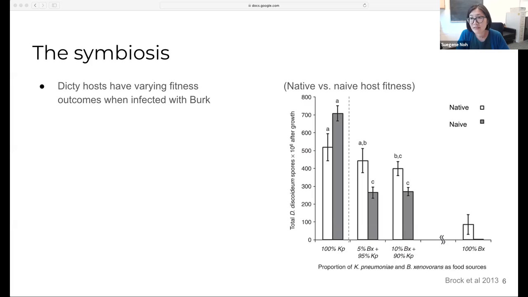Experiments done in the system so far indicate that native hosts, which come isolated with their own symbionts, versus naive hosts don't actually respond differently to infections that we can create in the lab. For example, comparing the native hosts shown here and the naive hosts shown in the gray bars, when you have control conditions without any infections, there is no difference in spore productivity, or how many spores these amoebas make. But when you create infections in the lab, naive hosts suffer a bit when they are infected with these symbionts.